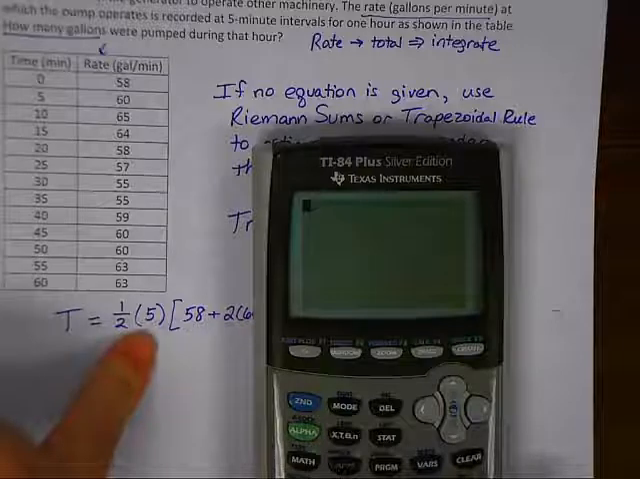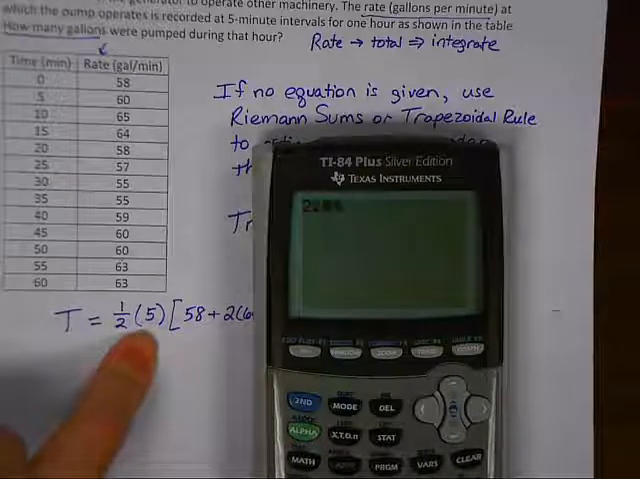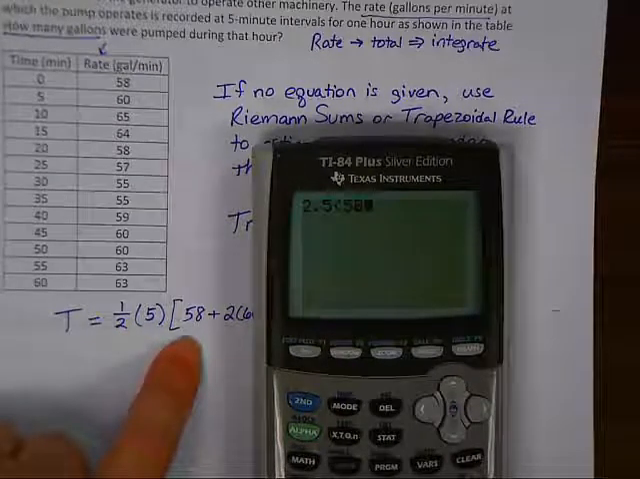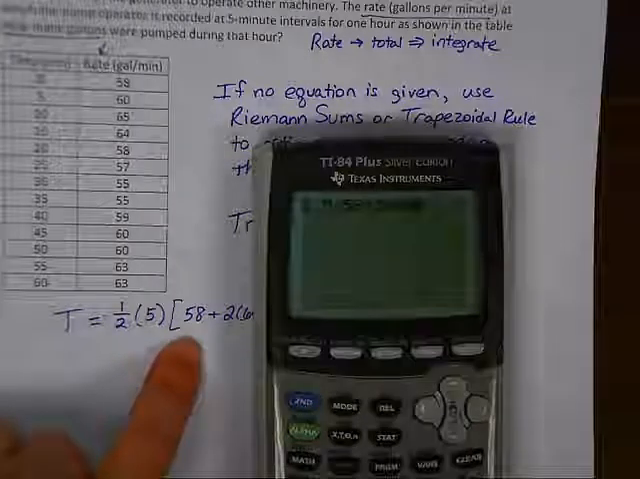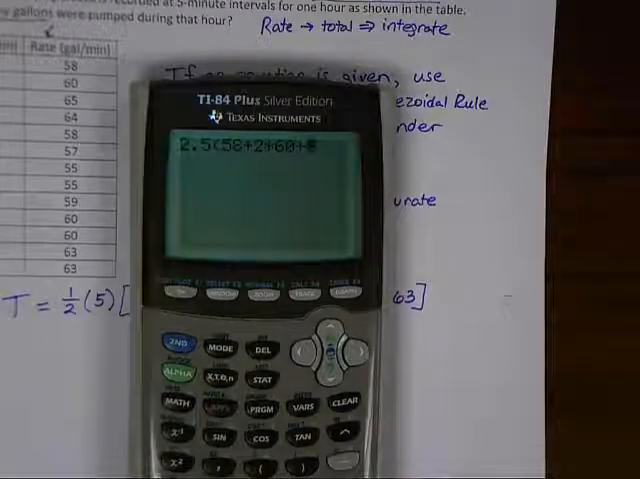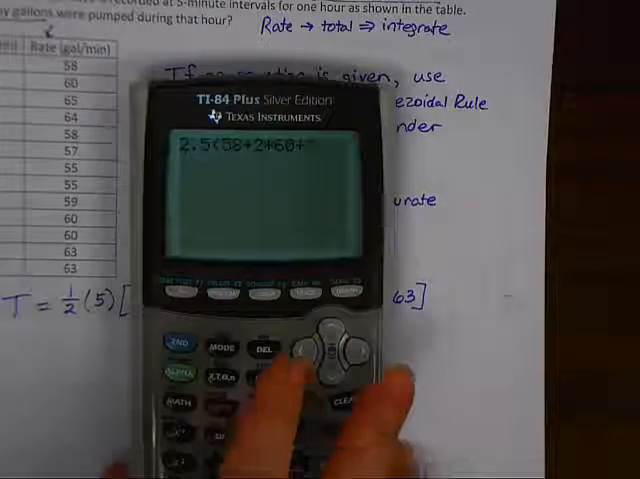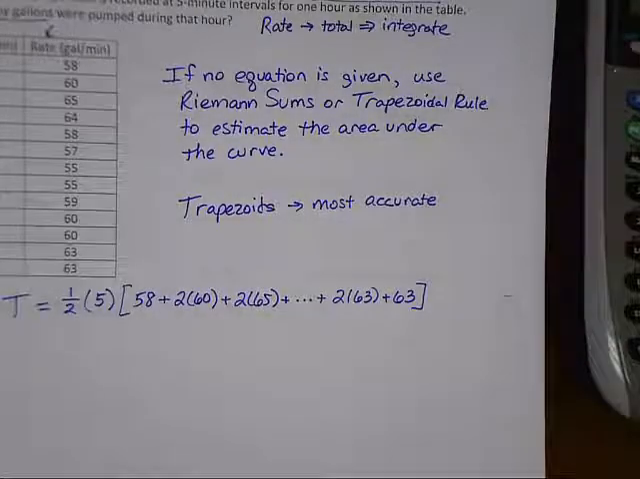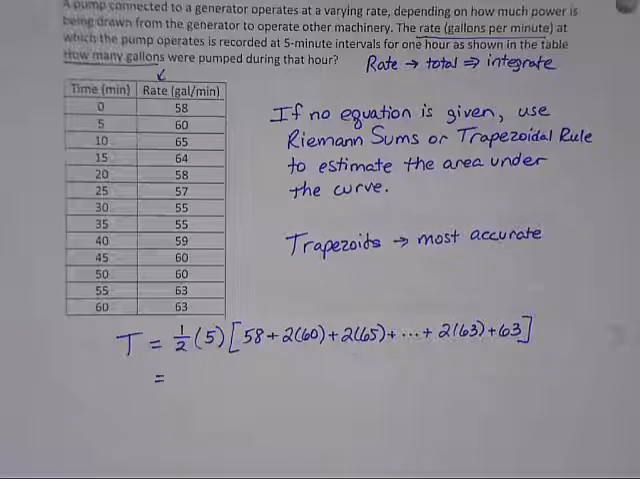So 1/2 times 5, so you can just type in 2.5, parentheses, then 58 plus 2 times 60. Okay, check with your neighbor and see if you got the same answer. Now, those of you who are done and have a couple seconds to spare, push Math 9 right now and see what it shows you. It doesn't give you that nice pretty integral anymore, does it? That's why you've got to change it back. So once you're done, go back to mode and change it back to the math print.